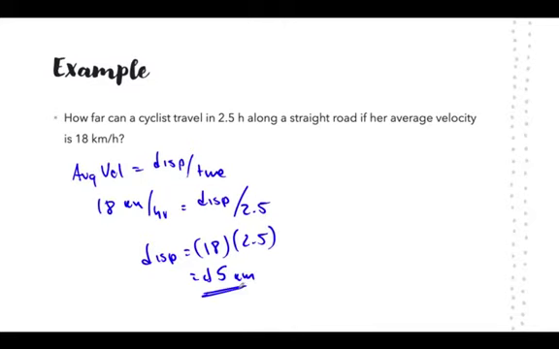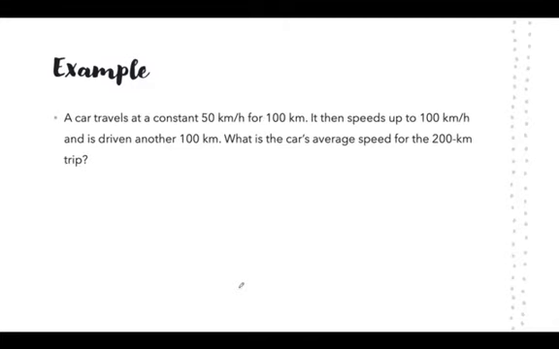All right, let's look at our next example. A car travels at a constant 50 kilometers per hour for 100 kilometers, speeds up to 100 kilometers per hour, and drives another 100 kilometers. What is the car's average speed for the 200-kilometer trip? Pause the video here, take a couple of minutes to solve this example, and then come back.